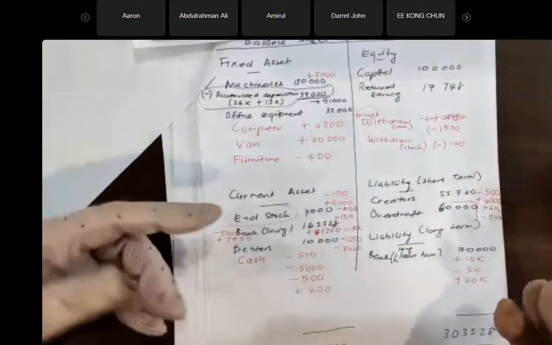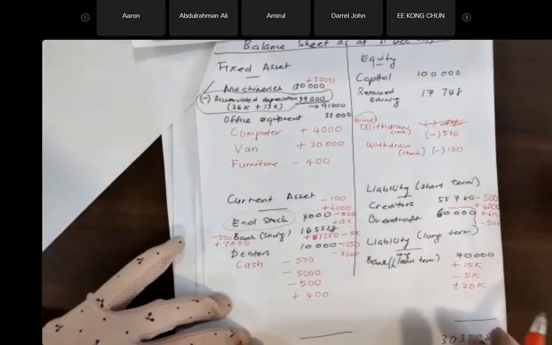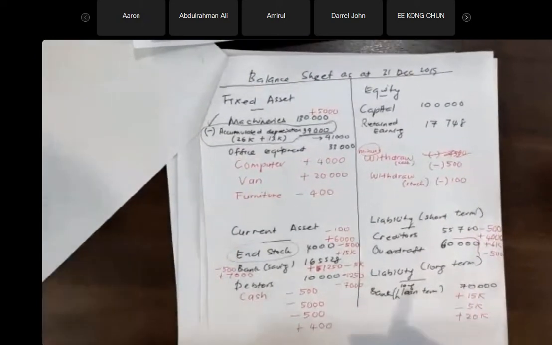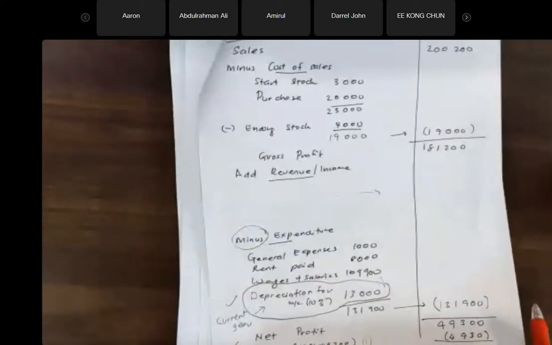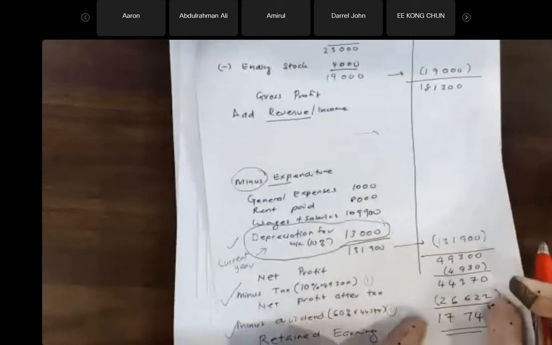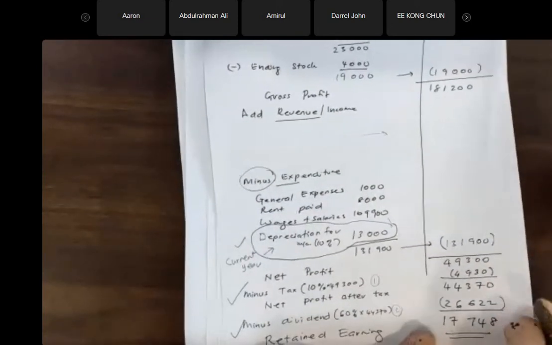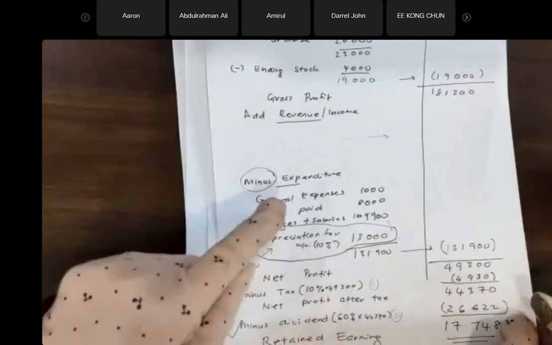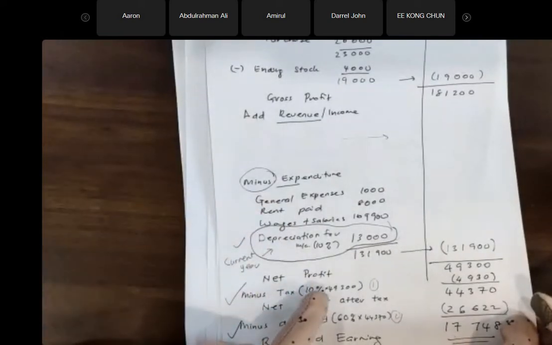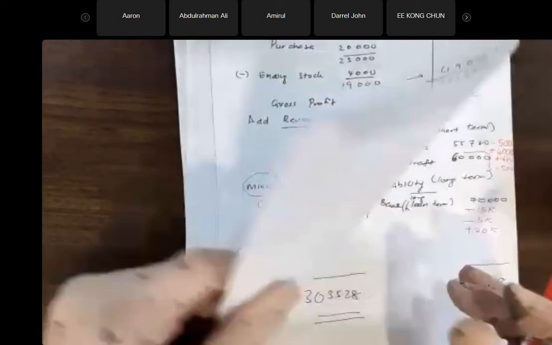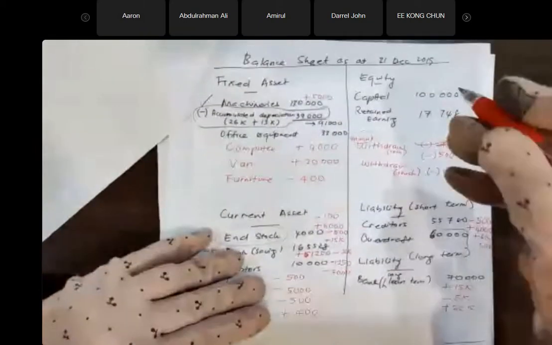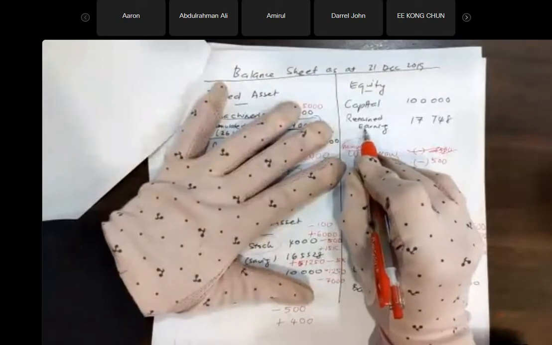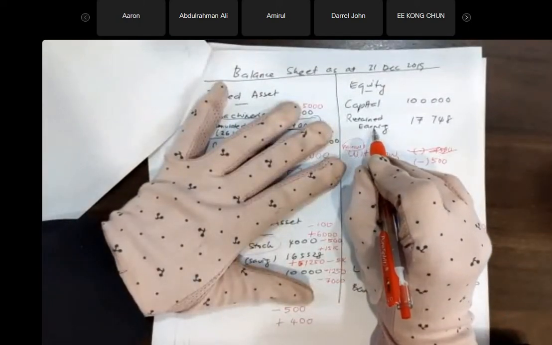Mana rental kat sini? Where is the rental here? Okay, what is the effect of the rental here? The effect is the retained earning ataupun profit lah. And it will affect the profit. So that means here, profit. So you have to show the effect to the retained earning.